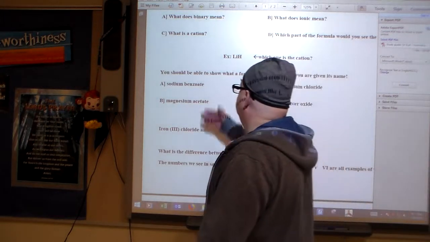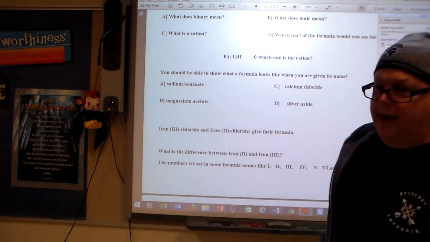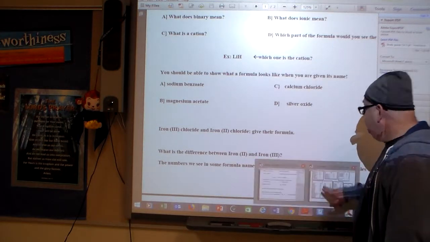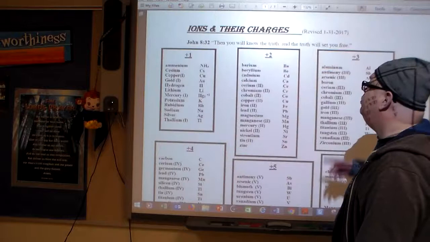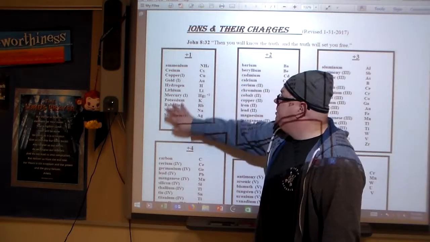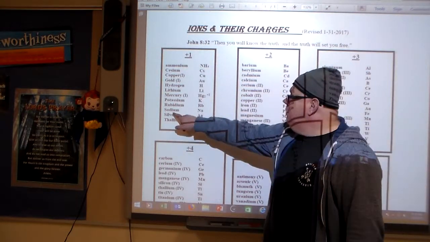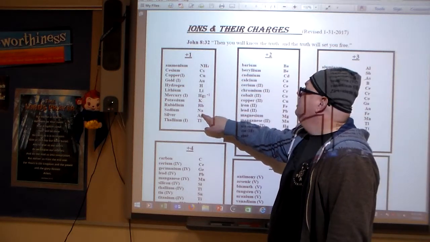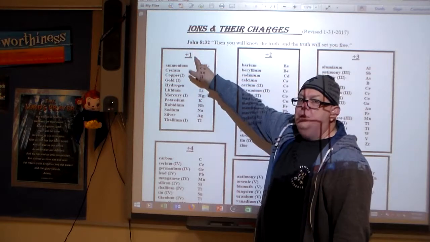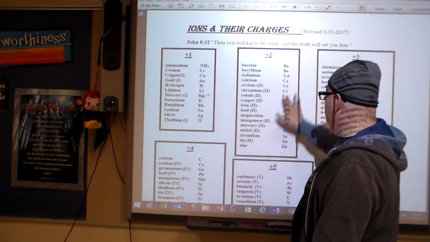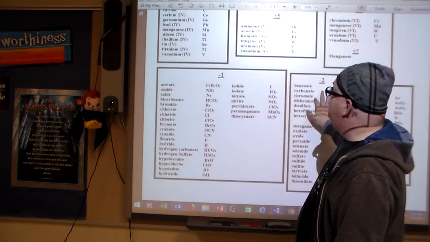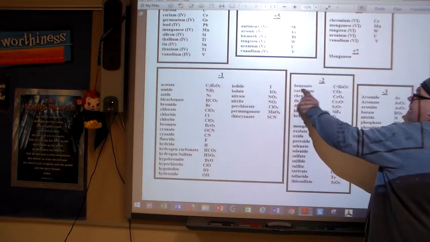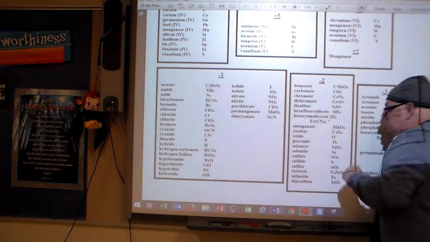So I could give sodium benzoate, okay? How do I do sodium benzoate? Well, I go to my ion chart, and I know sodium is going to be in the front, so I'm going to go up here and look for sodium. There it is, sodium, Na, +1. So we know we got Na, and then we look for benzoate. There it is, benzoate, C7H6O2.